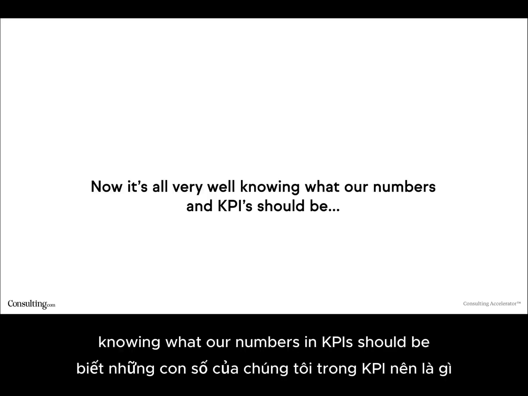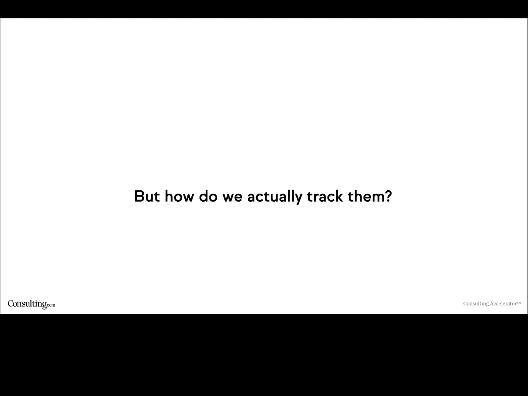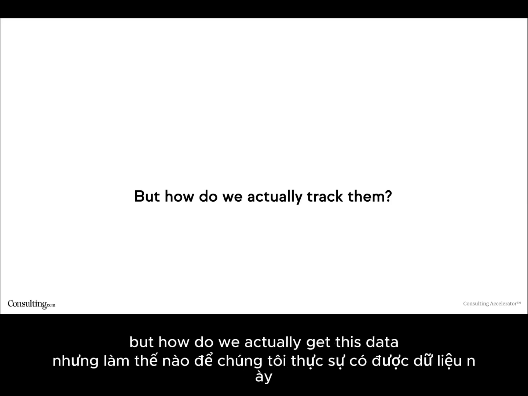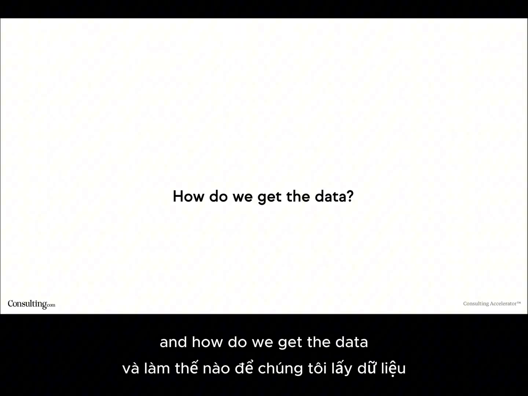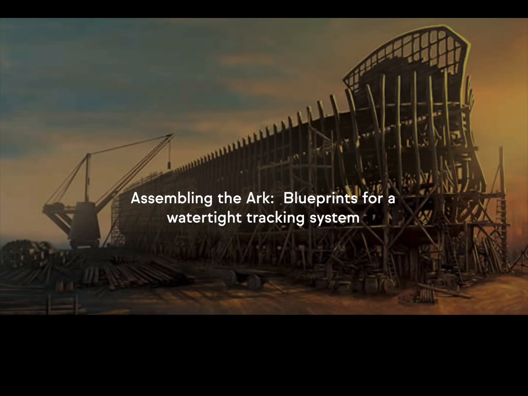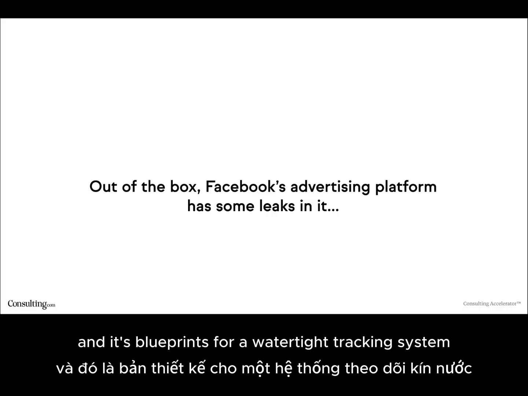Now, it's all very well knowing what our numbers and KPIs should be, but how do we actually track them? It's all very well having a spreadsheet, but how do we actually get this data? How do we get the numbers? And this is what I call assembling the arc, and it's blueprints for a watertight tracking system.